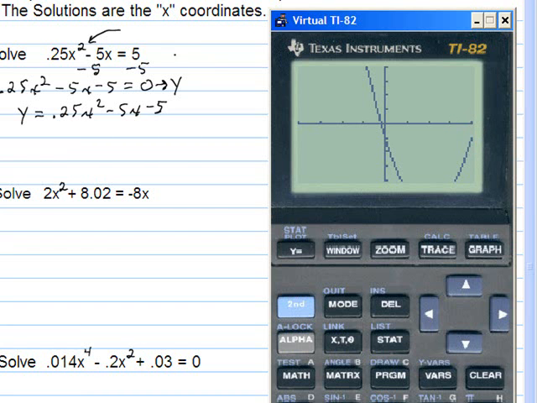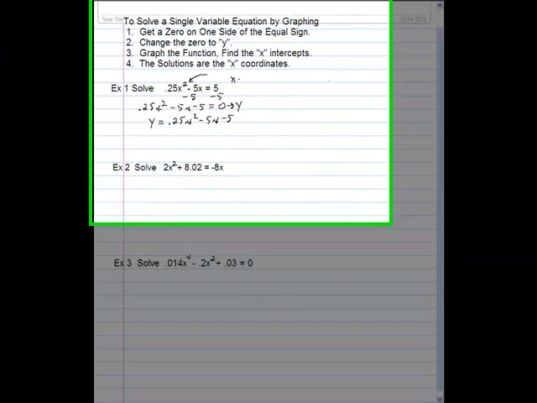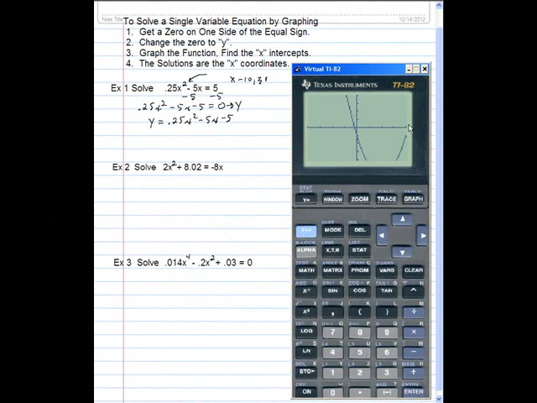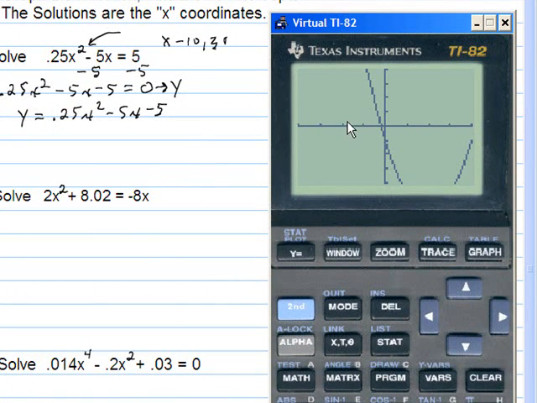I'm going to change my x window. Instead of going from negative 20 to 20, I'm going to go from negative 10 to 30. That way, we should be able to see this cross out here, and we don't need all this out here anyway. We'll start the graph here. And on the y, I want to go to negative 30 to see the turn.